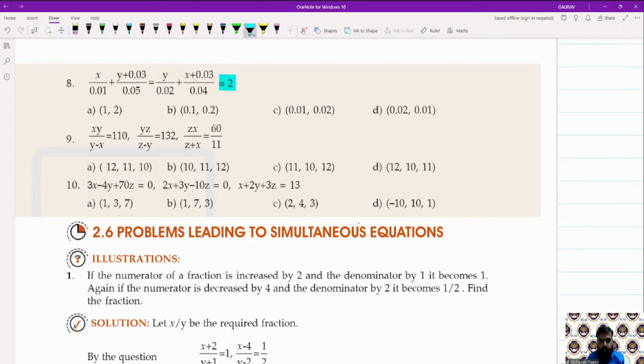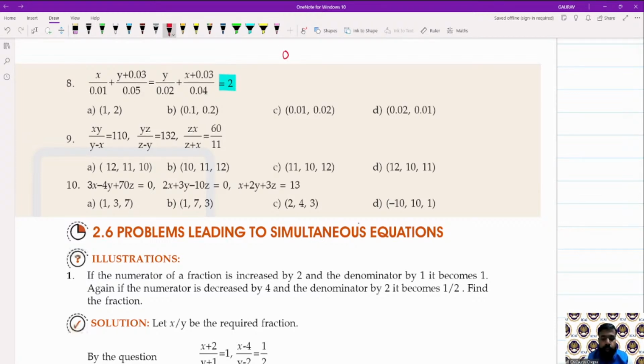So let's see what the answers are for question number 8. Tamanna has given option C. So let's check with option number C.